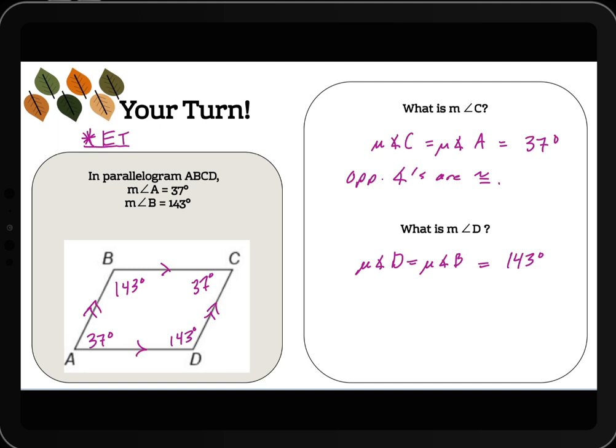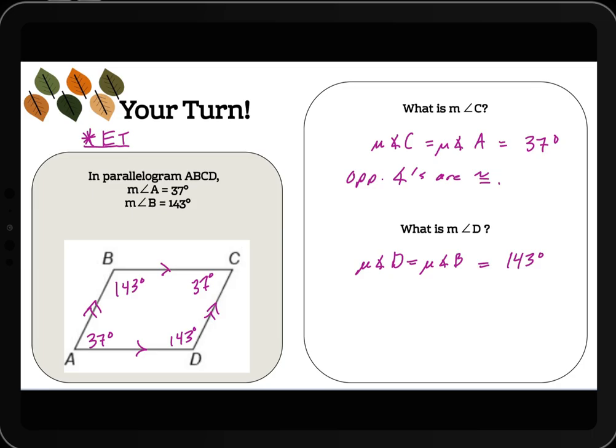Therefore, these are same side interior angles, which means they have to be supplementary, with a sum of 180, as well as these have to have a sum of 180, which is why they both work. Also, these have to have a sum of 180, and these have to have a sum of 180, and that checks out there. So that is the reason why A is 37, or in this case C is 37, and the reason why D is 143 degrees.